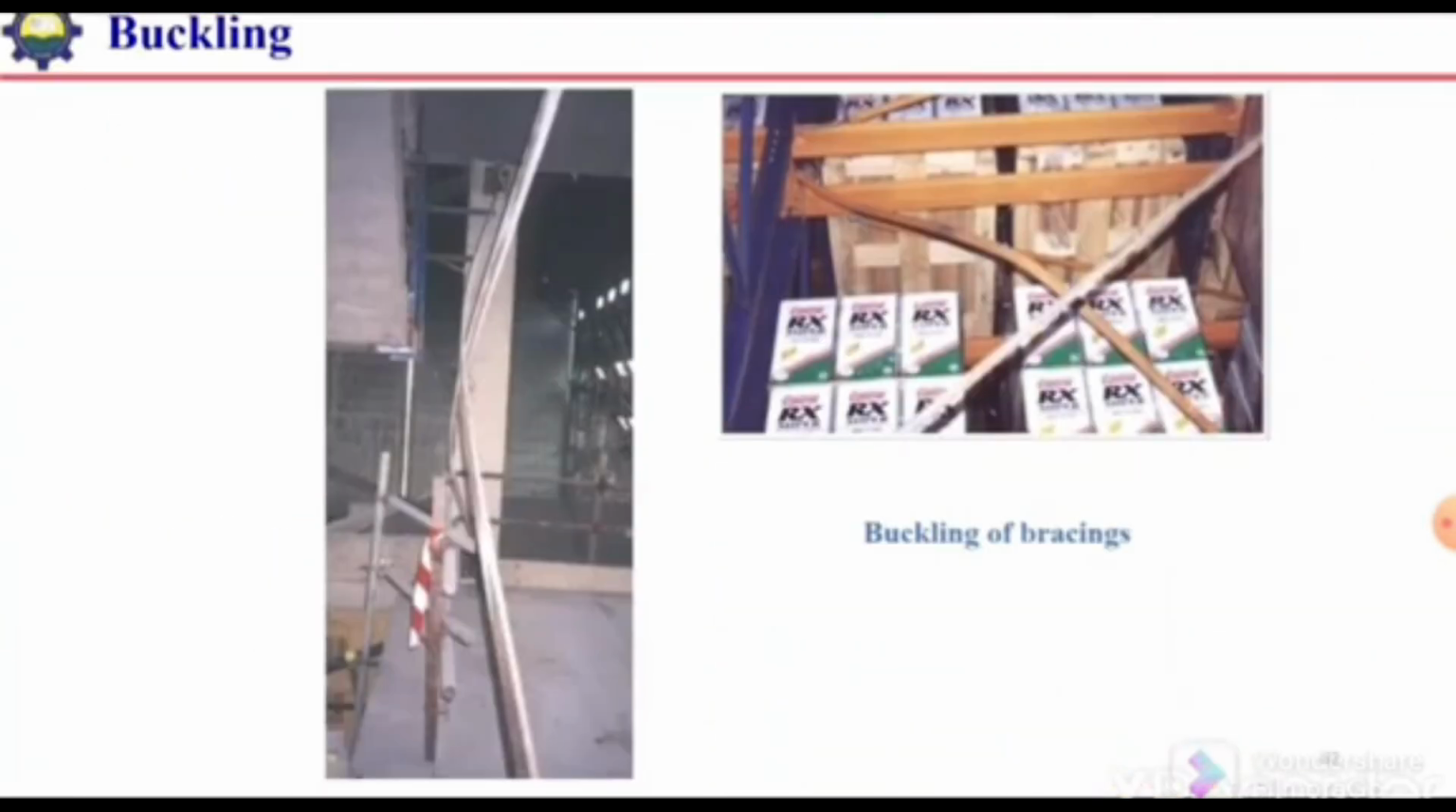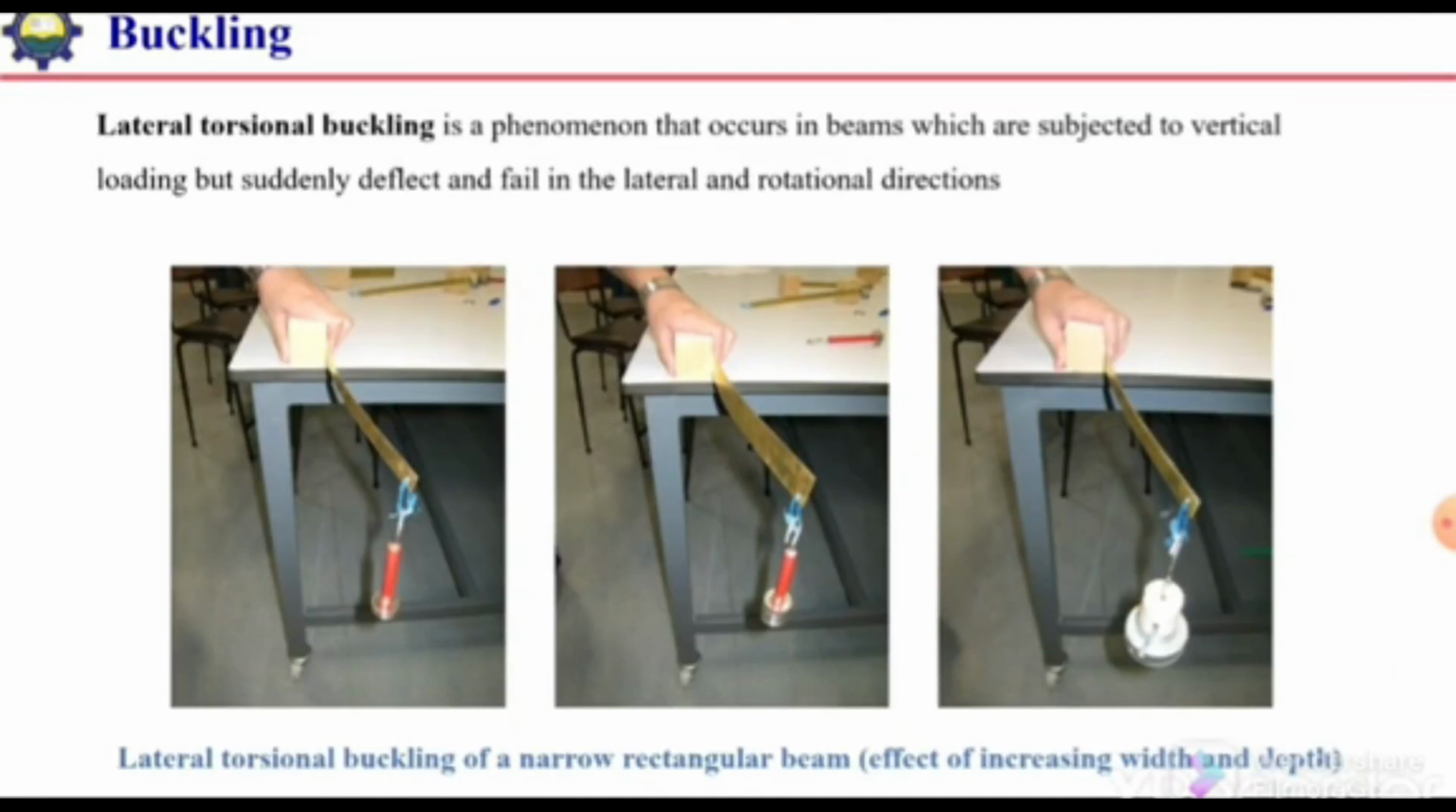This figure shows the actual buckling of bracing members. Under the application of compressive load, these members have buckled. There is one other type of buckling, which is termed lateral torsional buckling. This type of buckling occurs in a beam when a vertical load acts on the beam and it suddenly fails or deflects in the lateral direction. If we have a beam and apply a vertical load over here, it will deflect in the downward direction as well as in the lateral direction. This bending in the lateral direction is termed lateral torsional buckling.